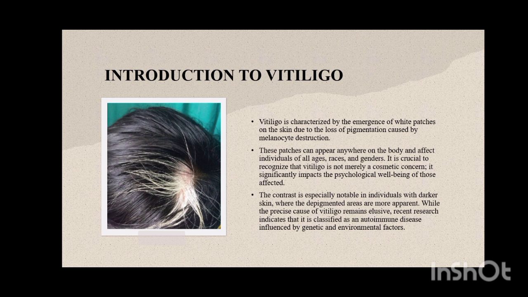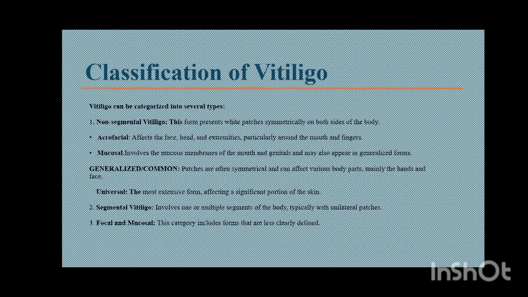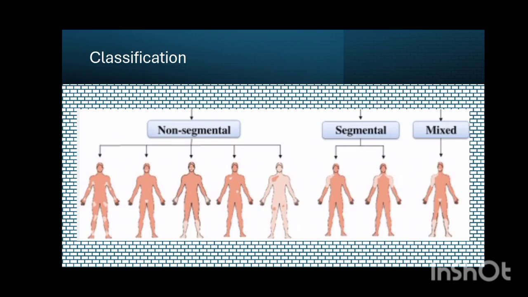The contrast is especially notable in individuals with darker skin, where the depigmented areas are more noticeable, while the precise cause of vitiligo remains elusive. Recent research indicates that it is classified as an autoimmune disease influenced by genetic and environmental factors. Classification of vitiligo. Vitiligo can be classified into segmental, non-segmental, and mixed types.